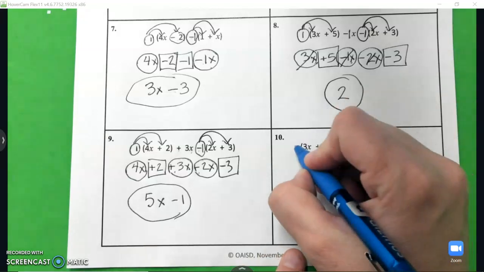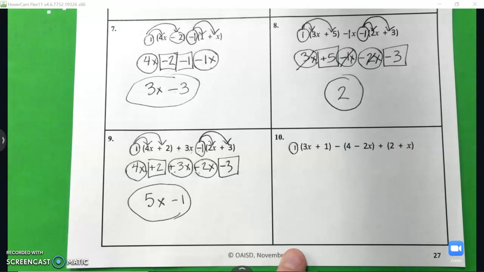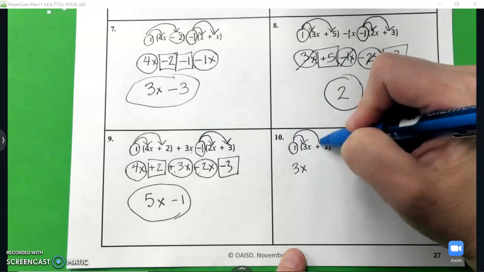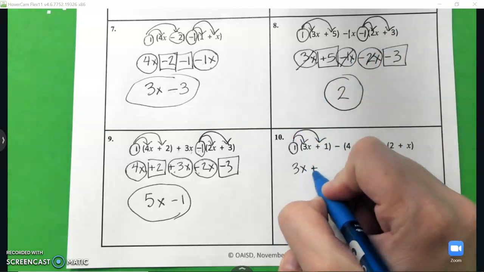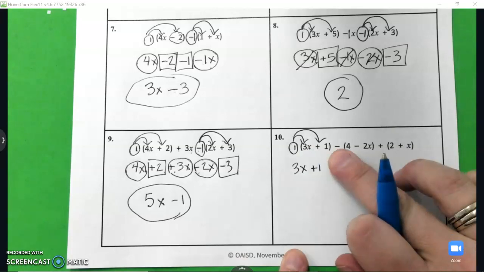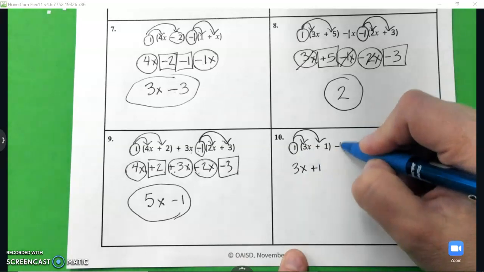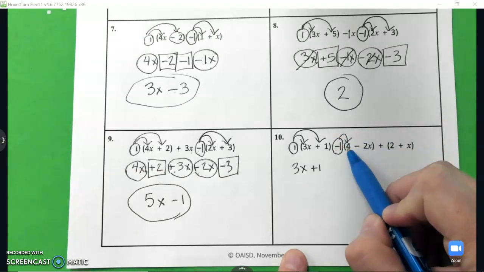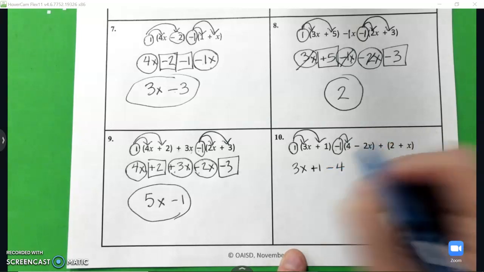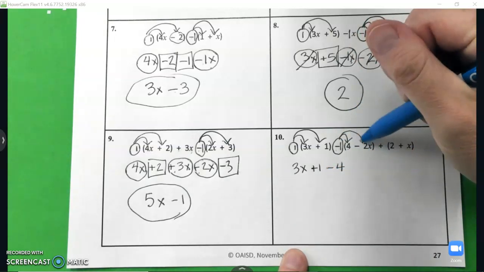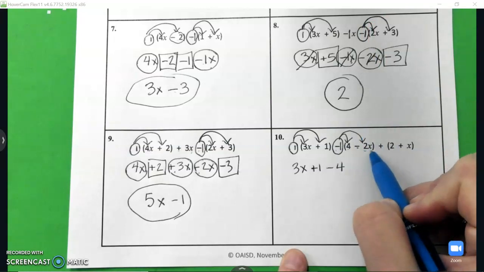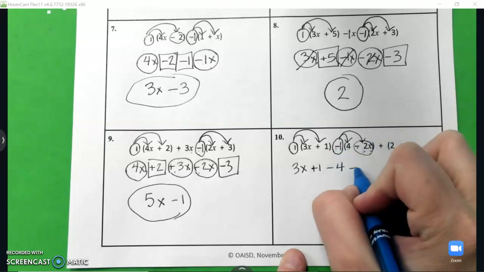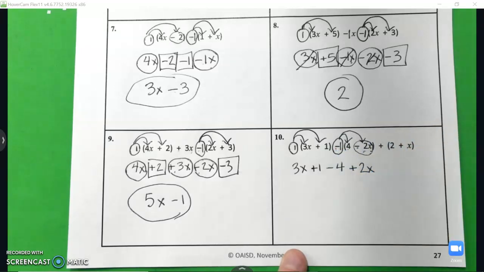The last one here, put a 1 in front of our parentheses. 1 times 3x would be 3x. 1 times positive 1 is going to be positive 1. Now the second set, we have a minus sign here. So when we put our 1 in there, remember, this makes it negative 1 times everything inside. Negative 1 times positive 4 would be negative 4. And then we have negative 1 times negative 2x. Remember that minus sign made for the negative 2x. So negative times negative is going to be positive 2x.